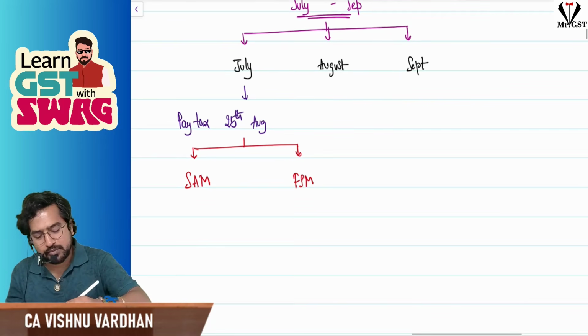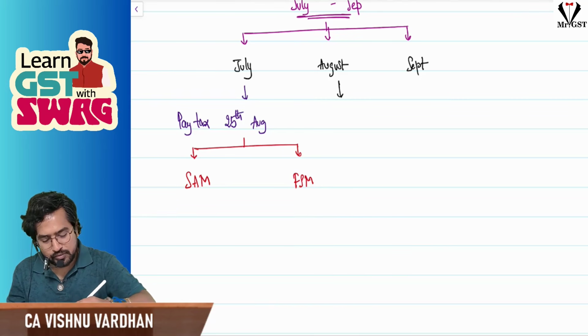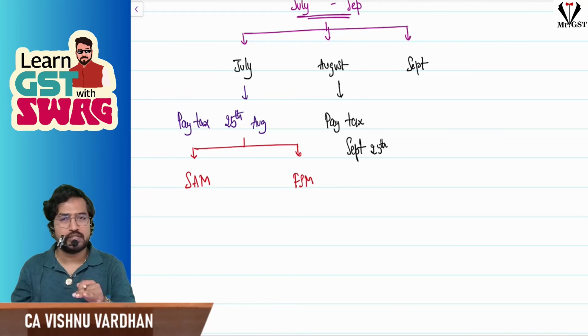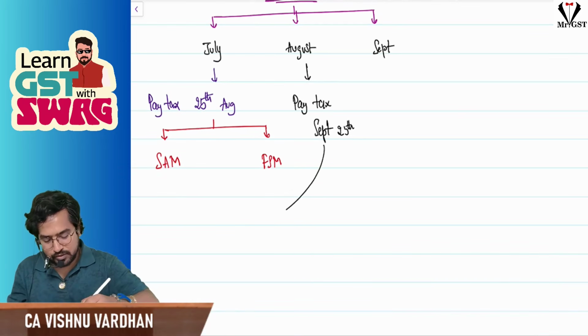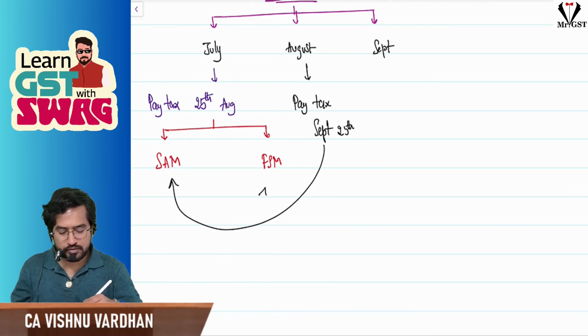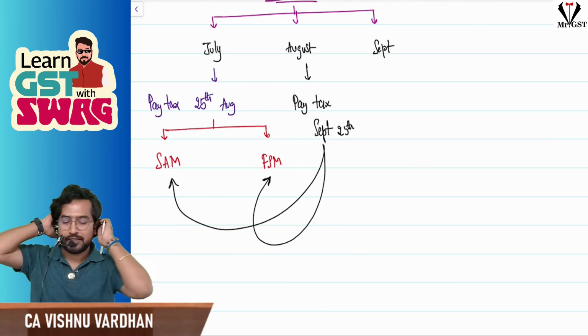August month over. What will you do? Pay tax. When? September 25th. Again, what method? Same story, SAM or FSM. Not SFM, FSM.